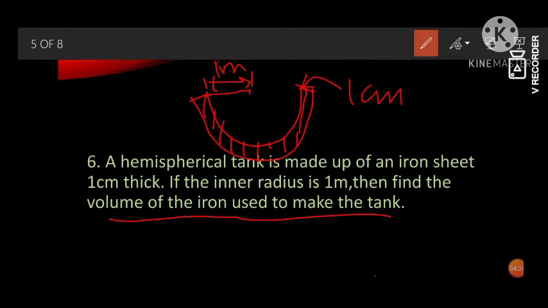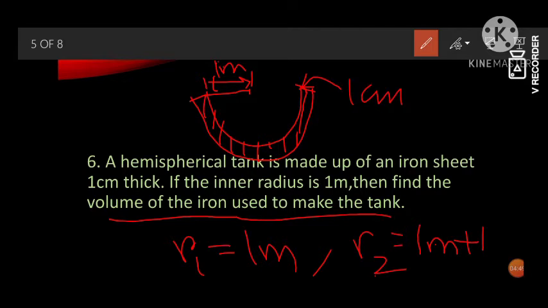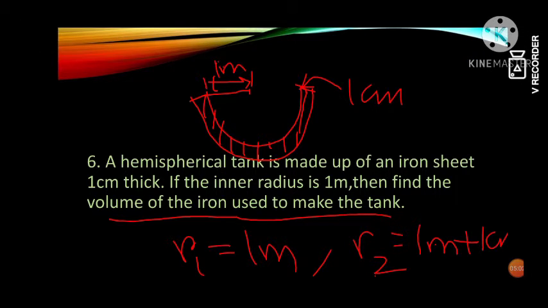That means first, there are two radii. First radius is the radius of the hemispherical tank, that is 1 meter. And another radius is the radius of the hemispherical tank plus the iron sheet, that is 1 meter plus 1 centimeter. This is the new radius. So subtracting the smaller volume from the bigger volume, we will get the volume of the iron.